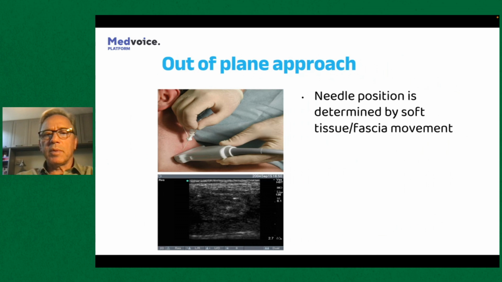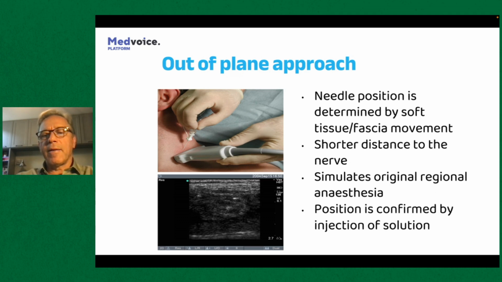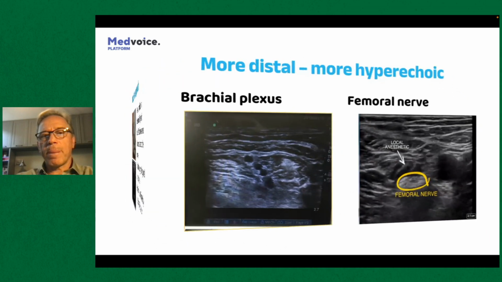Needle positions are determined by soft tissue and fascia movements, with a shorter distance to the nerve. It kind of simulates the original regional anesthesia, so it's a lot quicker to get to. But the majority of anesthetists prefer the in-plane technique, and position will be confirmed eventually by you injecting. Before that, you sometimes don't quite know where you are with this approach.